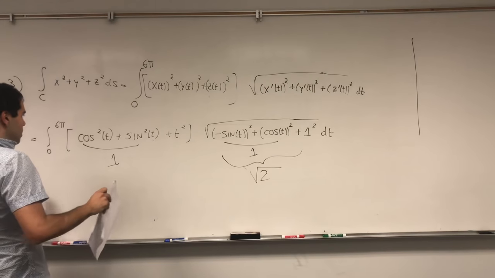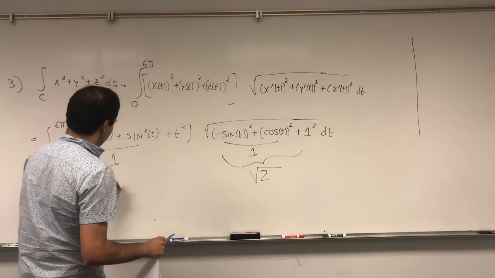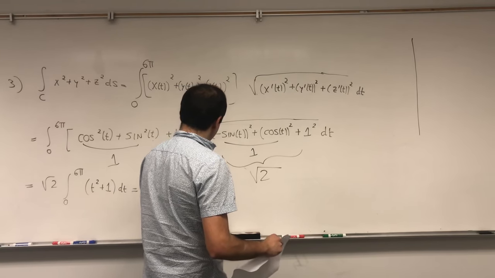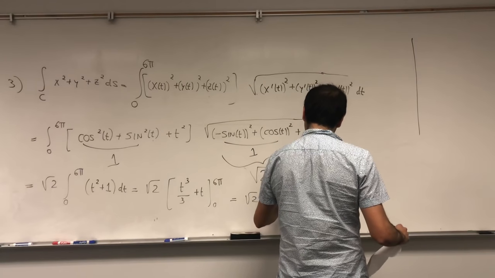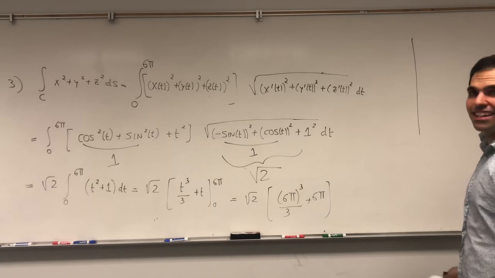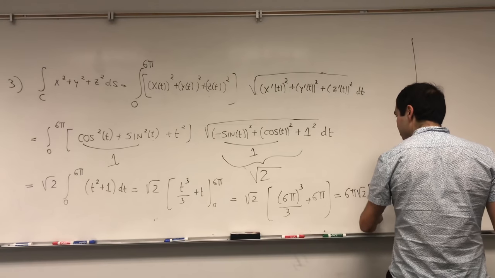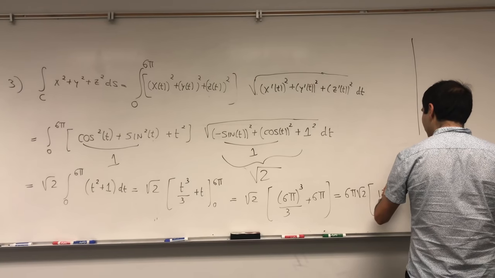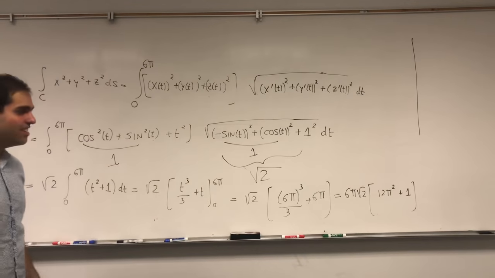So essentially what this becomes is square root of 2 times the integral from 0 to 6 pi of t squared plus 1 dt, which becomes square root of 2 times t cubed over 3 plus t from 0 to 6 pi, which becomes square root of 2 times 6 pi cubed over 3 plus 6 pi. This is a perfectly acceptable answer, but if you really want to simplify this even more, I think it's 6 pi square root of 2 times 36 pi squared over 3, so 12 pi squared, and then plus 1. There you go. So somehow the mass of this DNA helix is this weird expression.